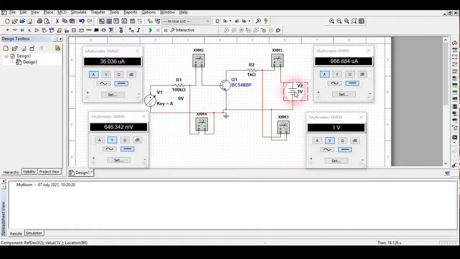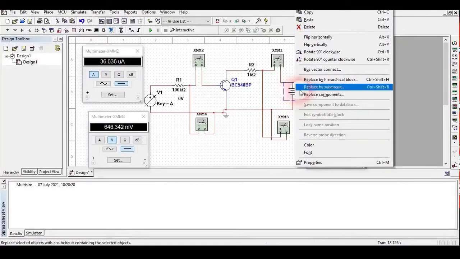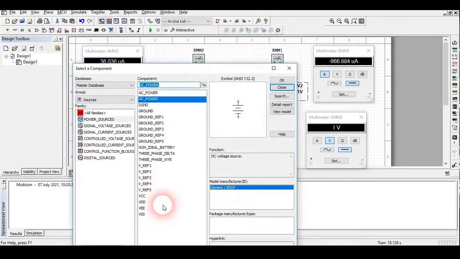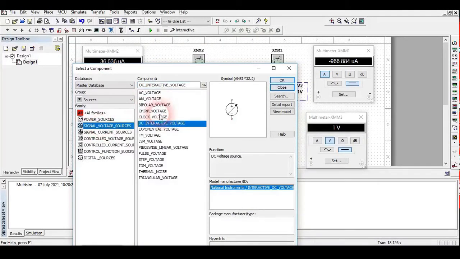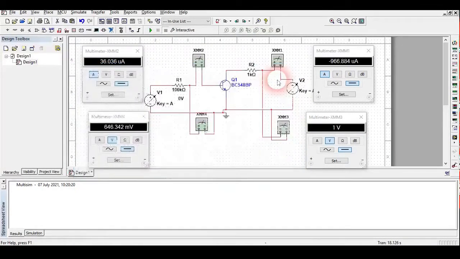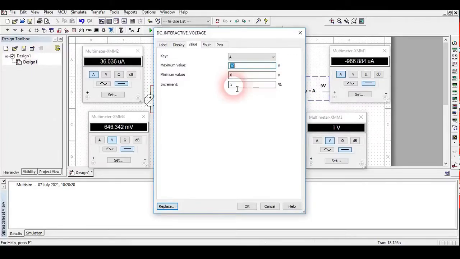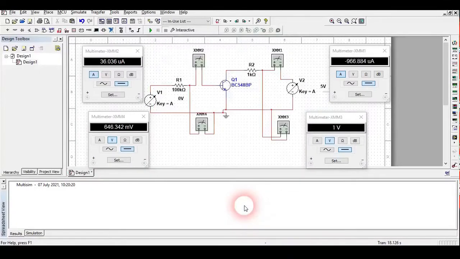Since I am going to change the value of voltage here, I am just going to replace it by DC interactive, so it could be easier for me to change the value of voltage here. Just look, I have replaced it by DC interactive voltage, and here I am going to change the value of increment by 2%.